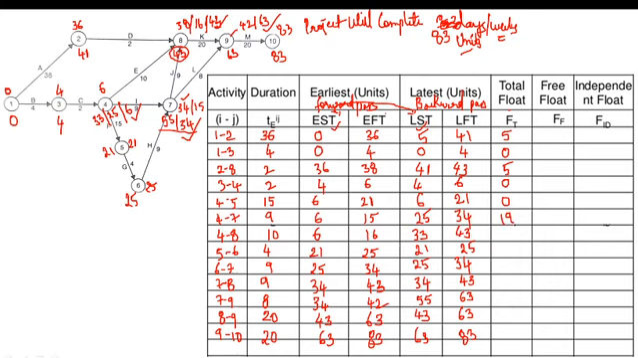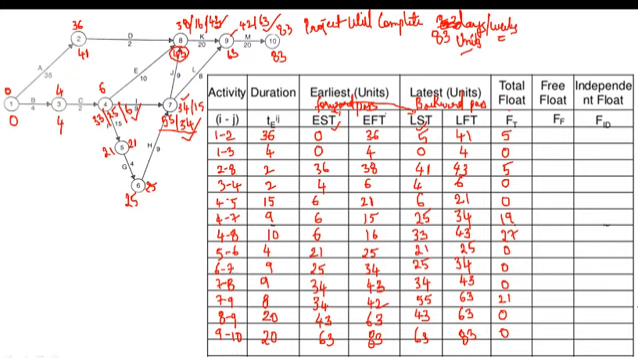Now 43 minus 16 or 33 minus 6, we get the value as 27. Next, look over here, 25 minus 25, 0. 34 minus 34, 0. 43 minus 43, 0. 63 minus 42 or 53 minus 34, the same value, which is nothing but 21. 63 minus 63, 0. 83 minus 83, 0. This is the way to calculate total float.